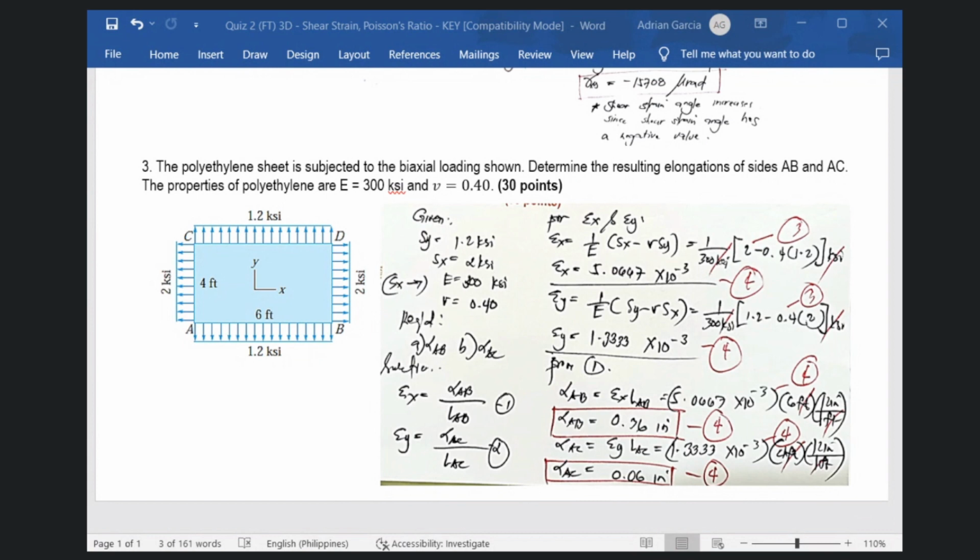Sige po, sir. Okay, nakapag-screenshot na ba sa number 3? Already? Pag-aralan ninyo, ha? Baka lumitaw sa comprehensive exam.